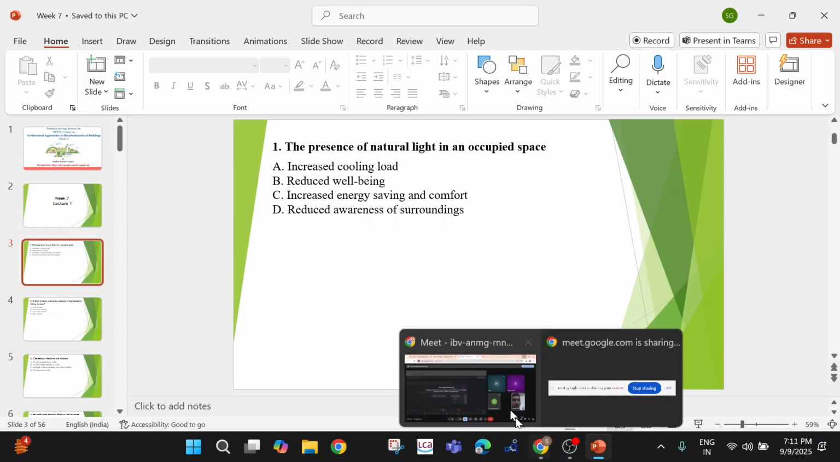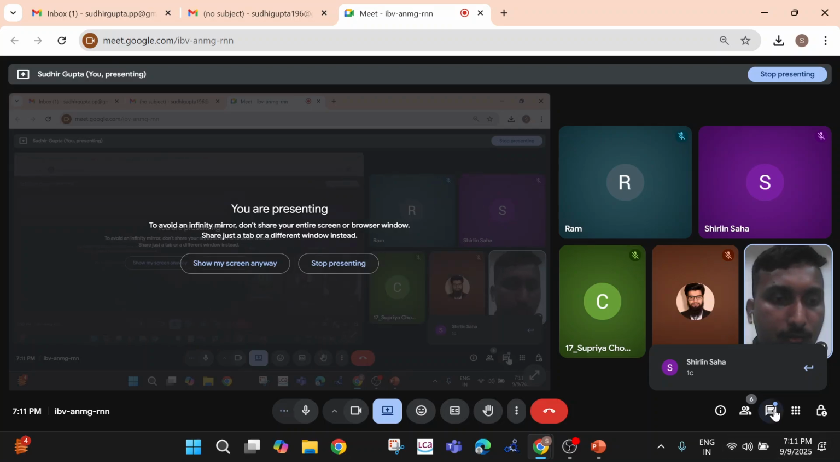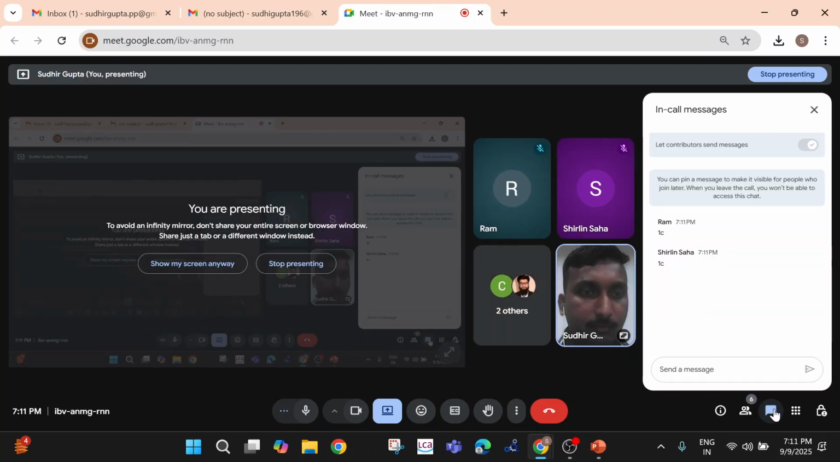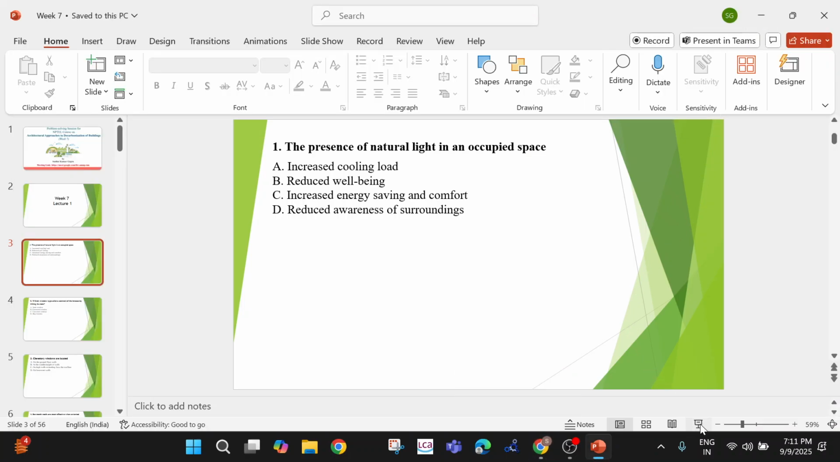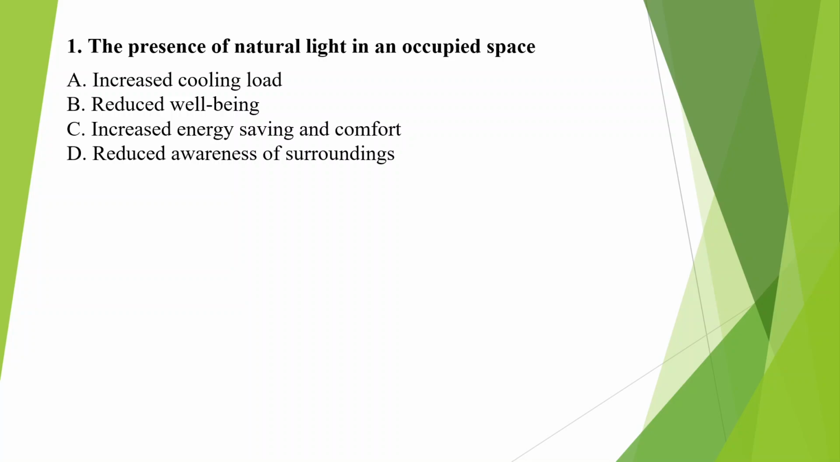As I can see, I have received 2 answers till now, from Ram and Shilin. Shilin and Ram both are saying the correct answer to be option C. Yeah, both of you are absolutely correct.